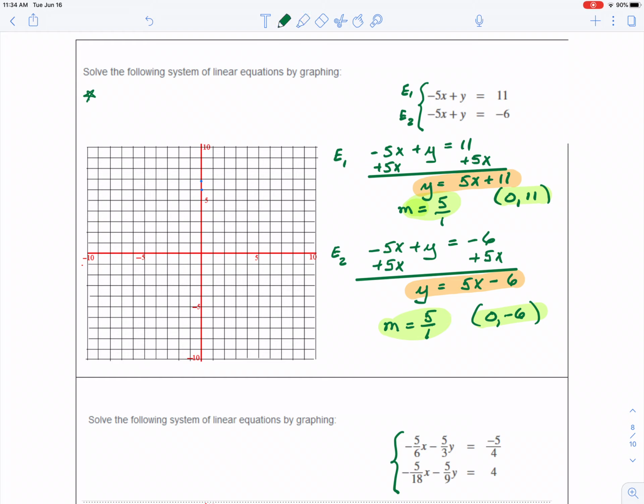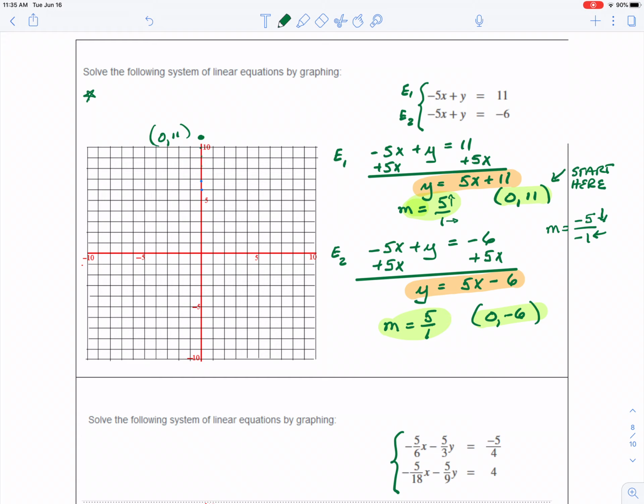So let me plot the first one. I'm going to start here. And this will give me a chance to show you a little trick, because I'm starting up here at 11, which is off my grid. And I'm being asked now to go up 5 and right 1. And I have no grid up there. So I'm going to take this slope and I'm going to write it as negative 5 over negative 1. That's still a positive 5 slope. This would tell me to go down 5, and this would tell me to go left 1. So I'm going to do that. That puts me back on the grid.